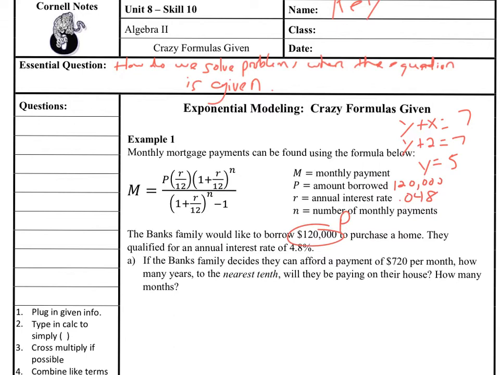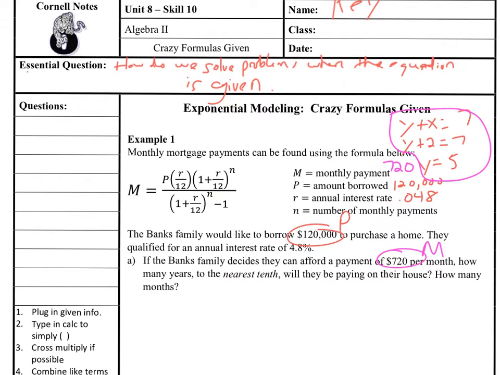And there we're going to keep on reading. Of course, I can't erase the y equals 5, but whatever. So the Banks family decides they can afford a payment of $720. Well, the monthly payment, I guess I'll put that in a different color so it stands out, is $720. So that is your M. Okay, so this guy right here is $720. So they want to know how many years to the nearest tenth will they be paying on their house. How many months is that? So on and so forth.